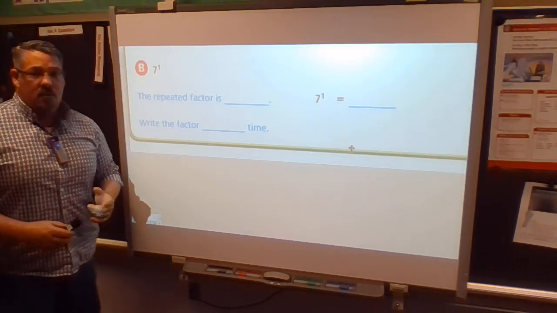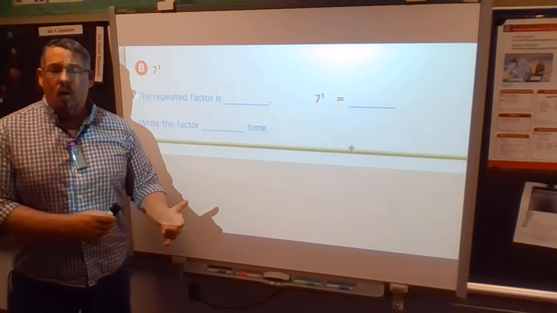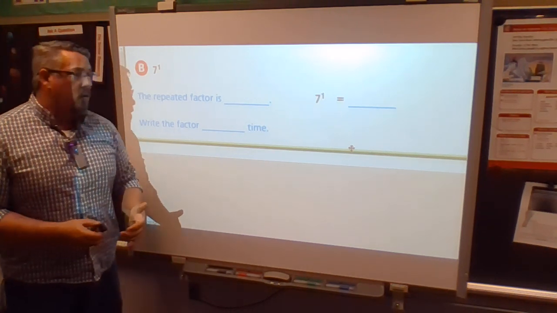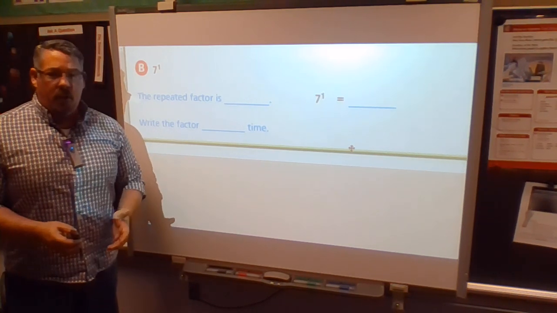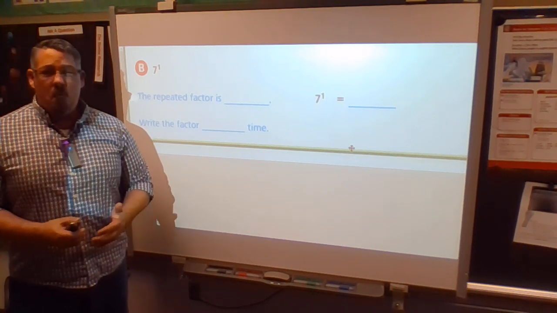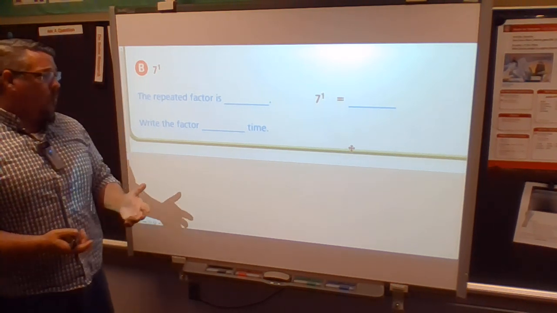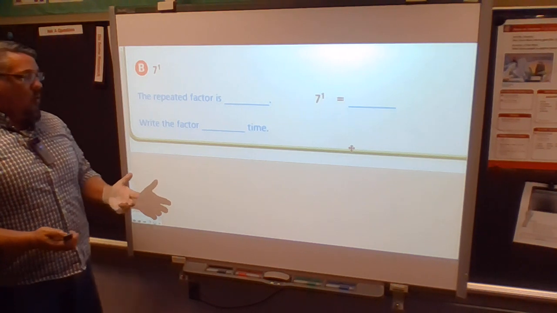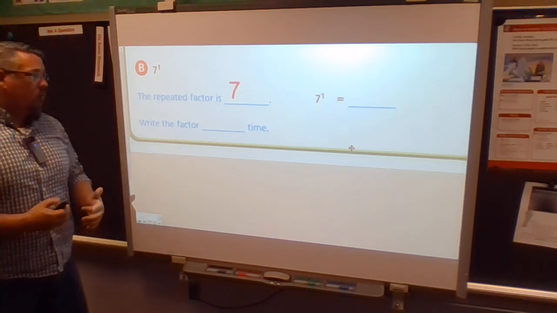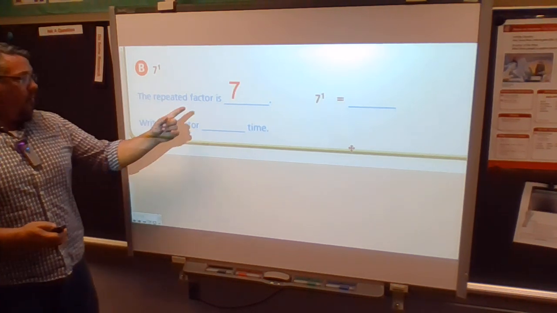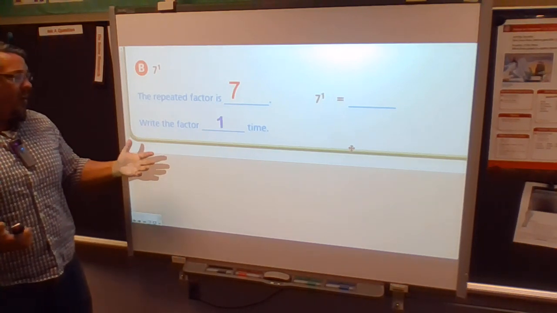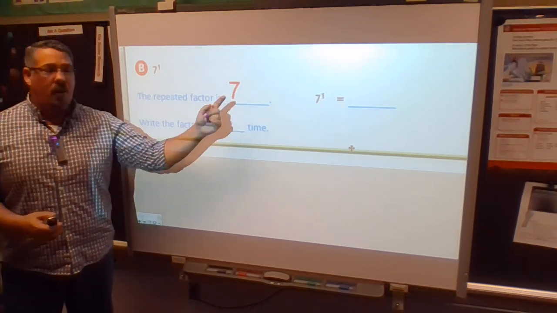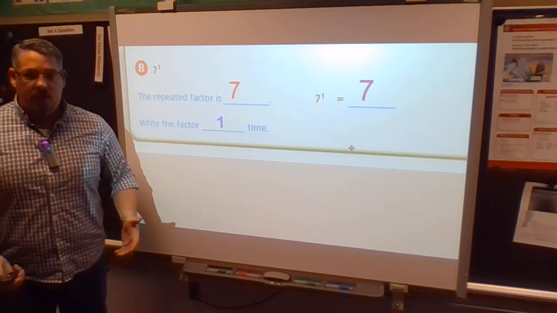Now this one says 7 to the 1st power, or 7 with an exponent of 1. Well, if I take 7, I'm not really multiplying by anything, am I? Because it's already written 1 time. So that's one of those mathematical rules that are always going to happen. My base of 7, I really don't have an exponent because it's written 1 time already. That means it's just simply 7.